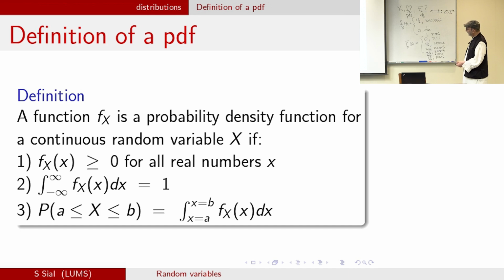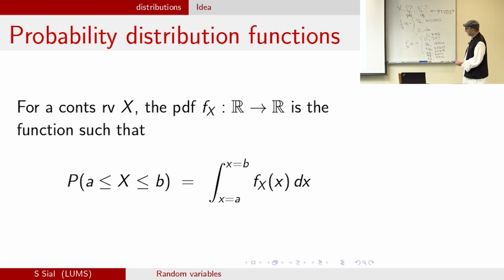And if I integrate the PDF for capital X from small x equals a to small x equals b, that's the probability that X is taking a value between a and b. Okay, so those are the 3 properties. The probability density function, you can see they're analogous in some way to the properties for a PMF.